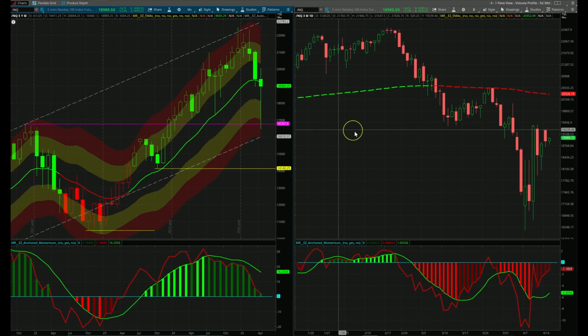So on to the daily we go. NQ or MNQ, take your pick. The chart's going to be the same. The only difference is the amount of leverage.